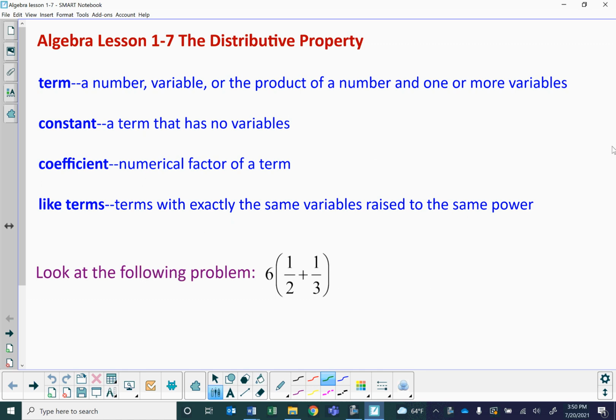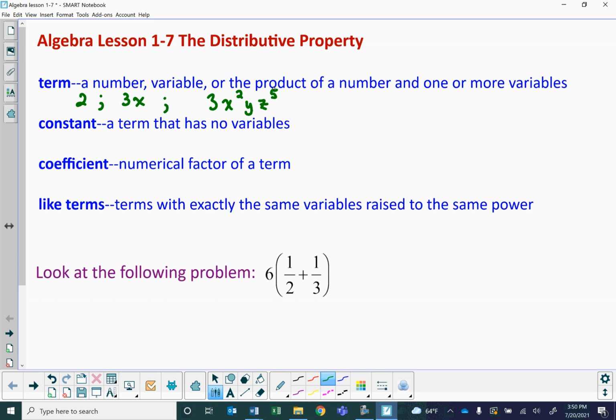So a term could be like 2 is a term, 3x is a term, 3x squared yz to the 5th is a term. Notice there are no plus or minus signs between them. That's what tells you something is a term. A term is something that is multiplied by something else. It is not added or subtracted.